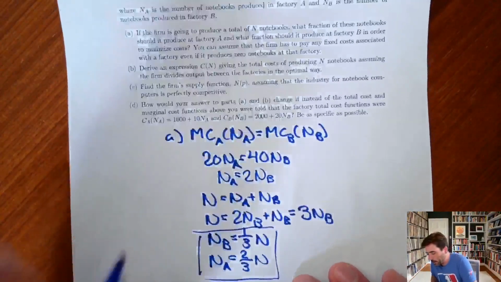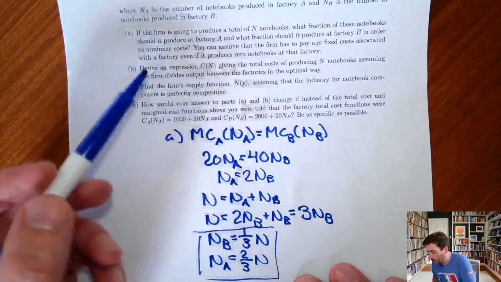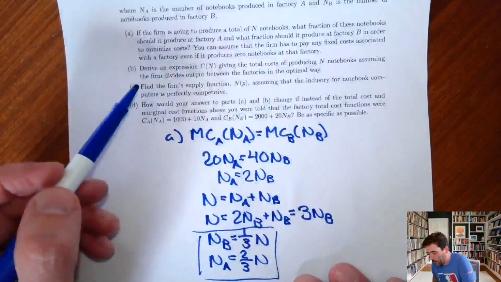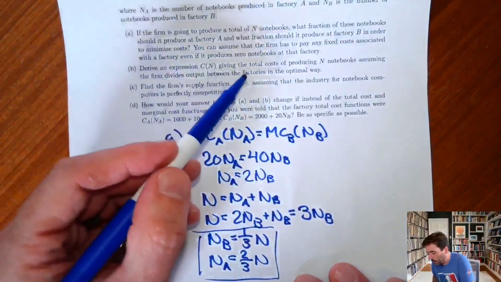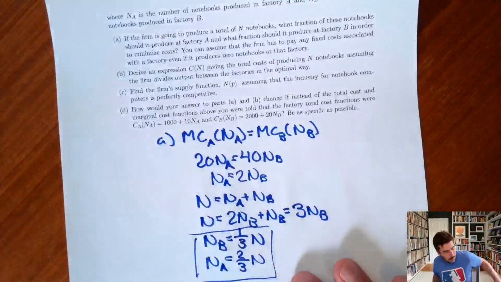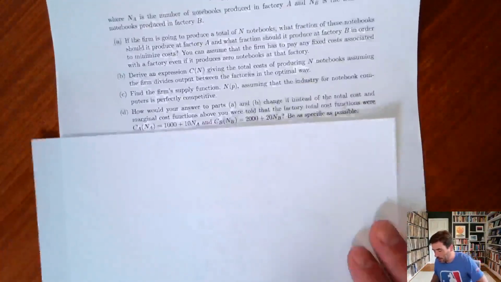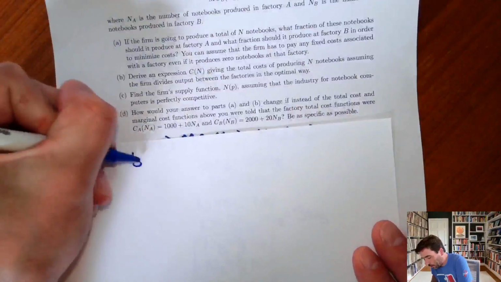Going on to part B: derive an expression, C(N), giving the total cost of producing N notebooks, assuming the firm divides output between the factories in the optimal way. We're going to use that part A answer to come up with our cost function here. So let's tackle part B.